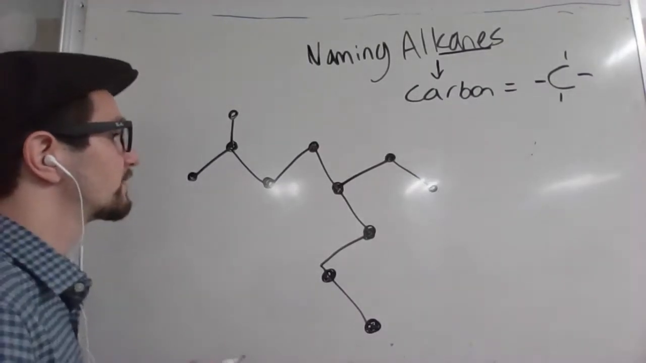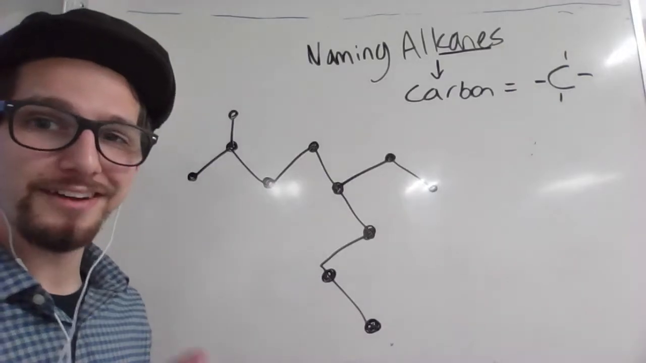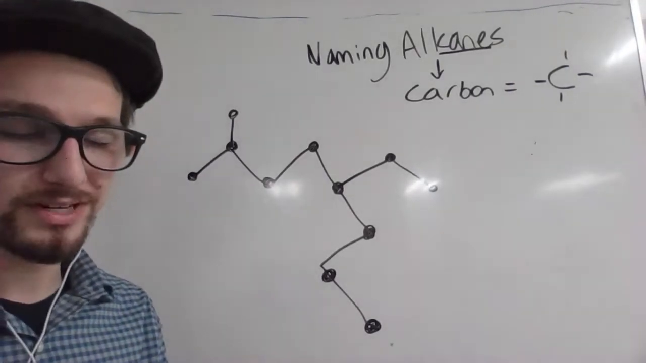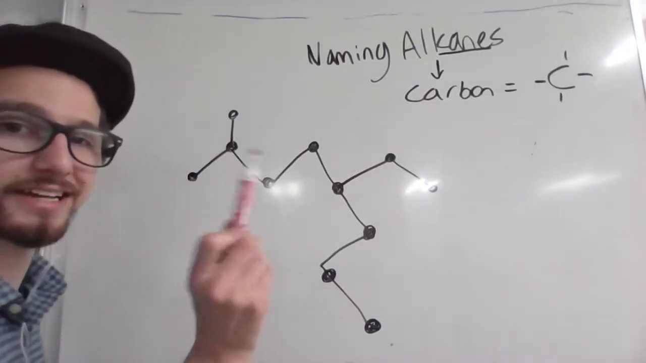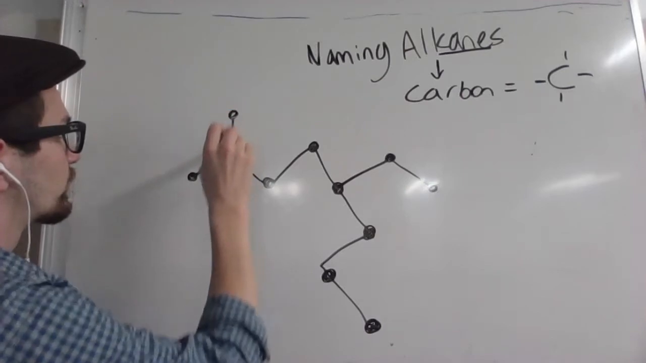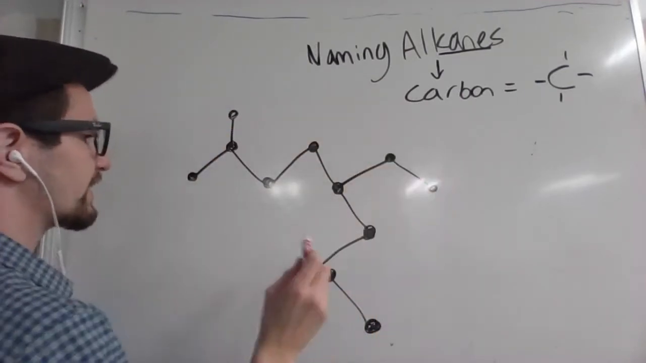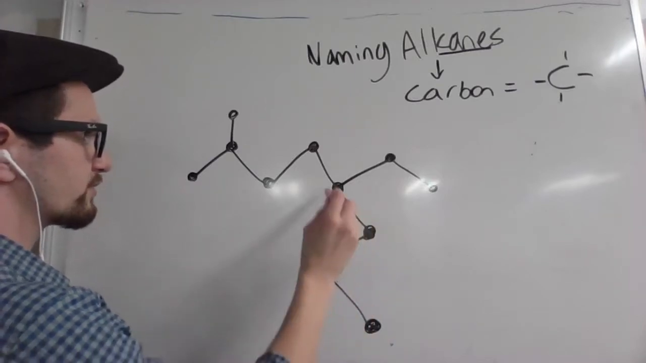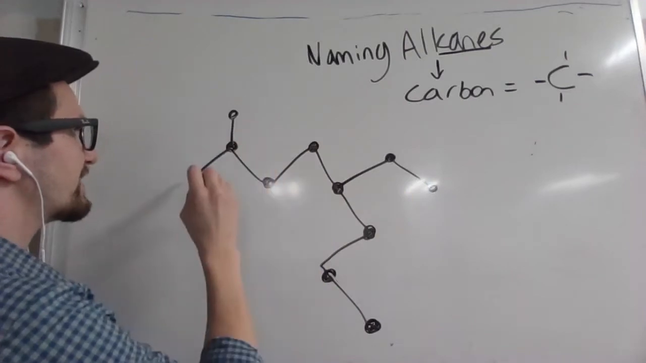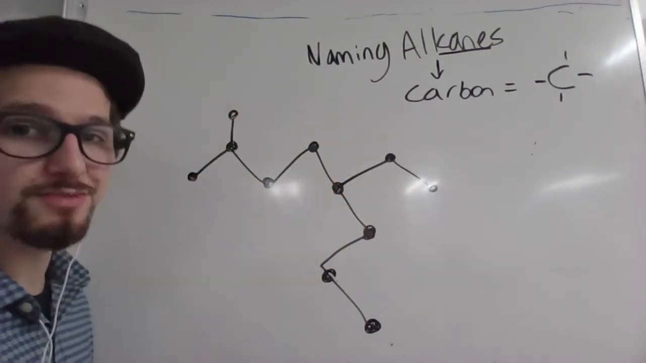But this is a mess, is it not? So I got to follow my normal steps to name this sucker. So first goal is to find out what is the longest possible chain I can draw without lifting up my pencil. So I could go 1, 2, 3, 4, 5, 6, 7. I could go 1, 2, 3, 4, 5, 6. I could go 1, 2, 3, 4, 5, 6, 7, 8. Or 1, 2, 3, 4, 5, 6, 7, 8. Looks like 8's my longest chain.